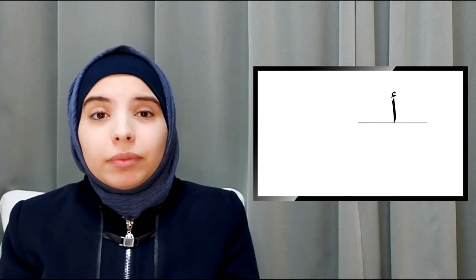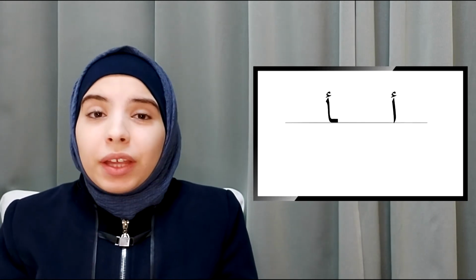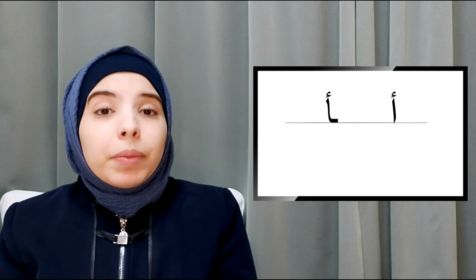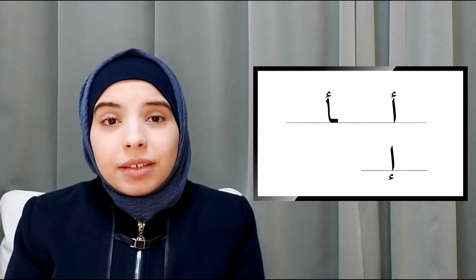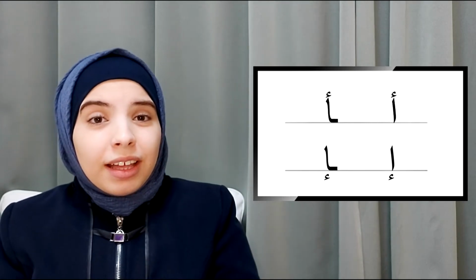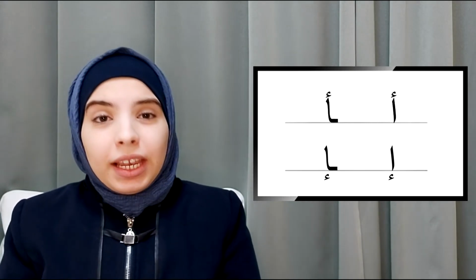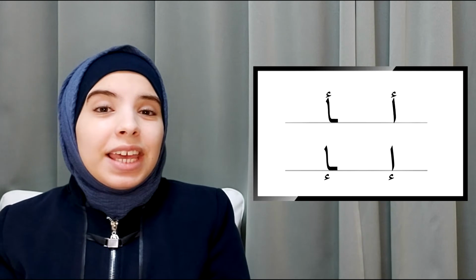However, even Alif Hamza has several shapes. When Alif Hamza has Fatha, Dhamma or Sukoon, we write it like this, or this, the connectable shape. But when Alif Hamza has Kasra, we write it like this or this. Hamza goes below the Alif. And now let's see examples.